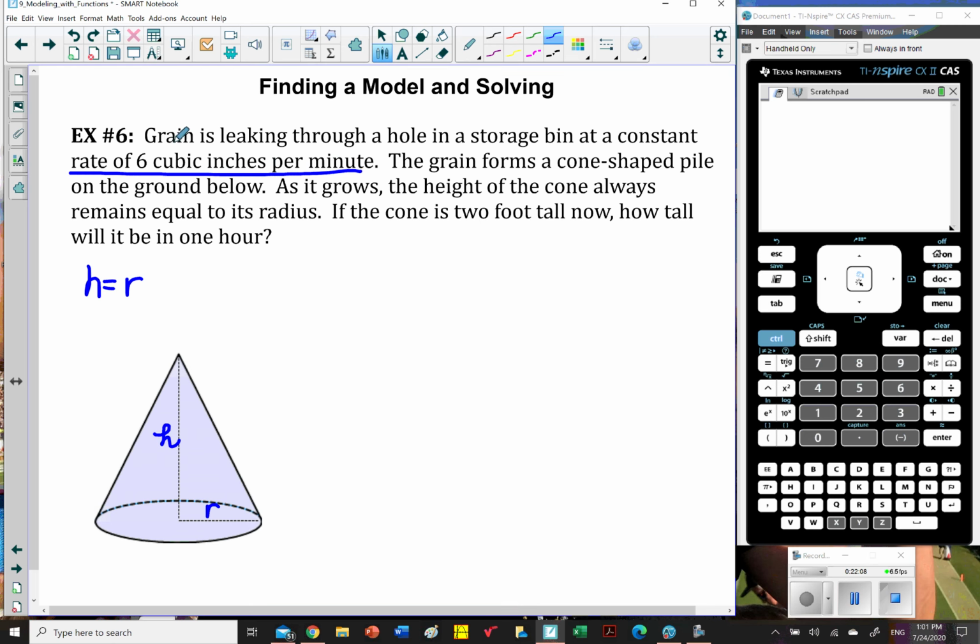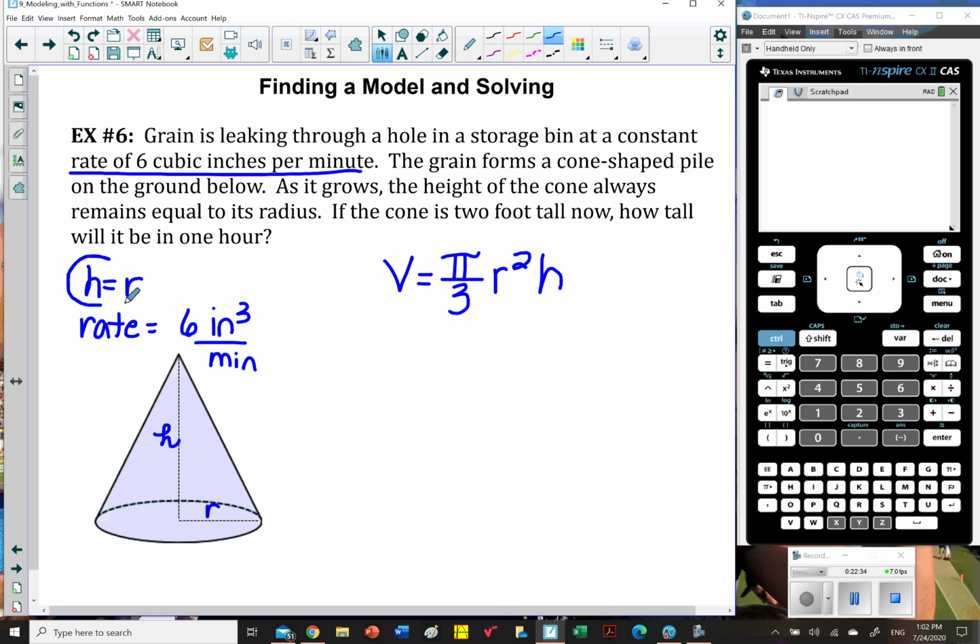Grain is leaking through a hole at a rate of 6 cubic inches per minute. So we have a rate that is 6 cubic inches per minute. And we know a volume formula, because we just saw that on an earlier example, for a right circular cone: pi over 3 r squared h. But look, they told us height equals radius. So we could adjust our formula to be volume is pi over 3 r cubed.